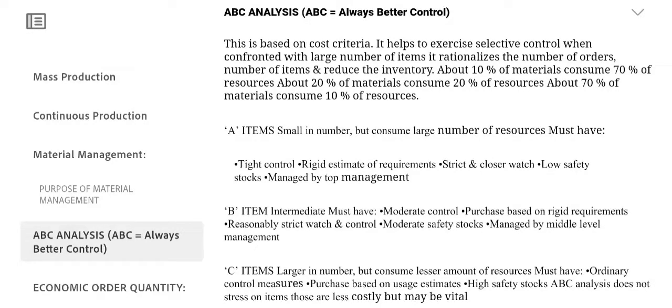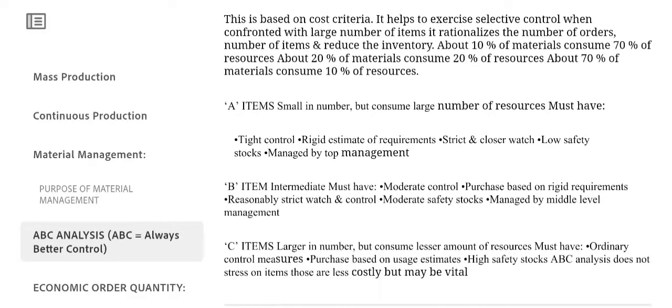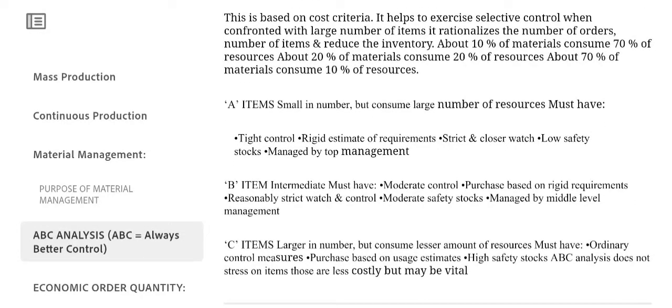These resources must have tight control, rigid estimate of requirements, strict and closer watch, low safety stocks and be managed by top management. So this comes under the A item. B item is intermediate and must have. Means B is something which is intermediate but we must have that. For that we require moderate control, purchase based on rigid requirement, after that reasonable and strict watch and control, then moderate safety stocks managed by middle level management.